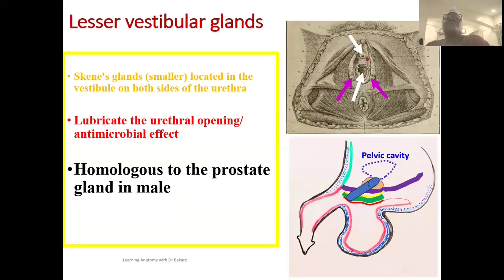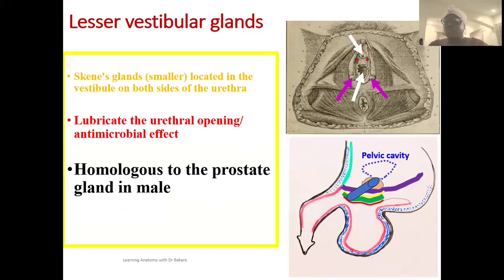Remember when we described the Bartholin's gland or the greater vestibular gland, we say that it is homologous to the bulbourethral glands or the Cowper's gland in male. For the lesser vestibular gland, the homologous structure in male is the prostate gland. And we'll use this slide to describe why it is the homologous structure of the lesser vestibular glands.